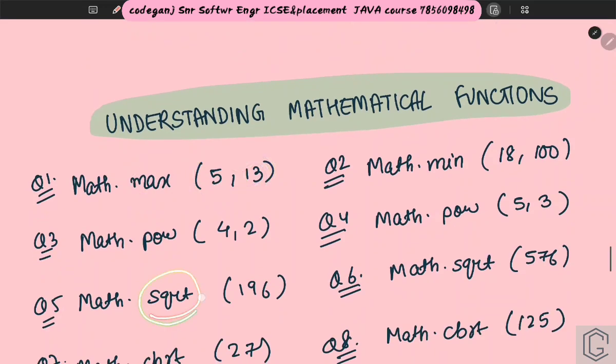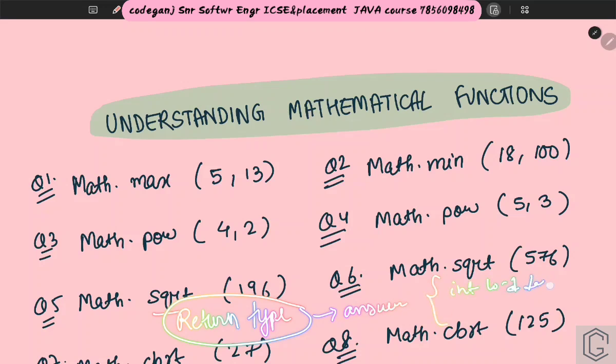You have a function called sqrt, square root. What is the job of this? To give the square root of this number. Every function will have its own way of working, and every function will have its return type. You might not understand return type right now, but just understand in which data type it will give the answer, because there are a lot of data types: int, long, short, double, float. In which kind of data will it return the answer?